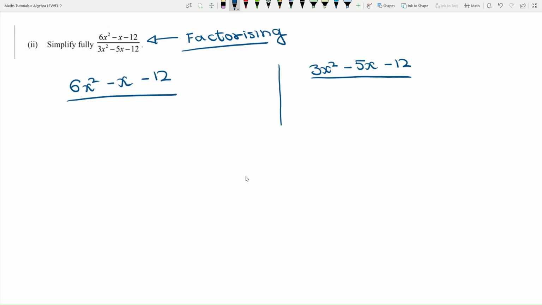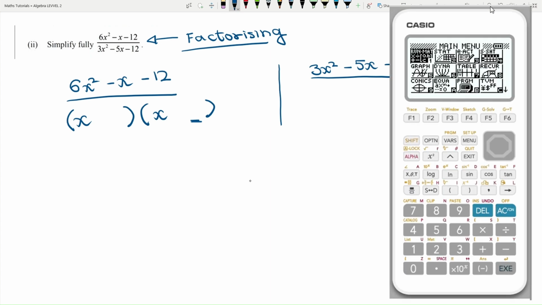So what we're expecting is two values of x to fit in these brackets. So x and a number is going to go here, if you remember from last year, level 1. Okay, so let's get into the graphing calculator. Okay, this is our graphing calculator. Yours might look the same. So you go to equation.